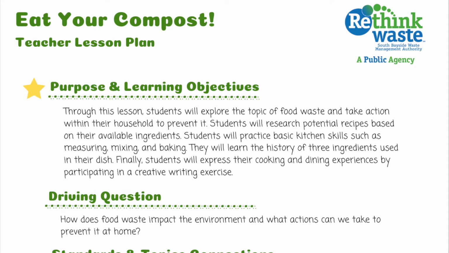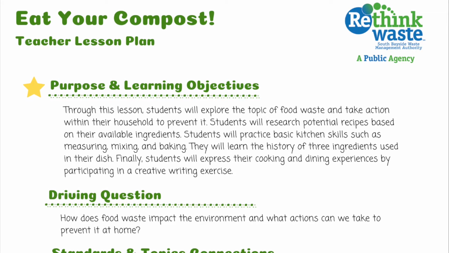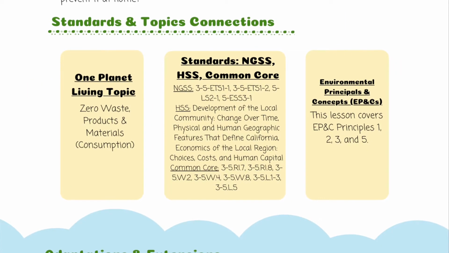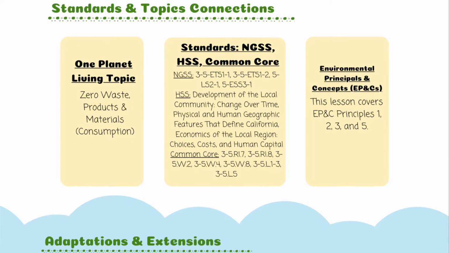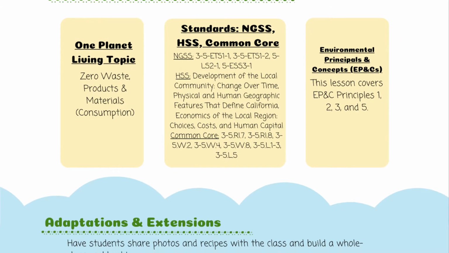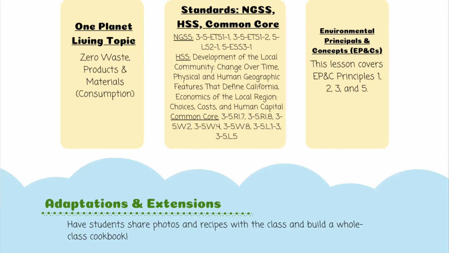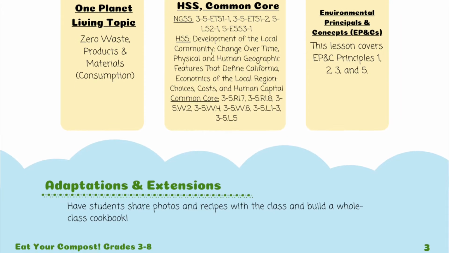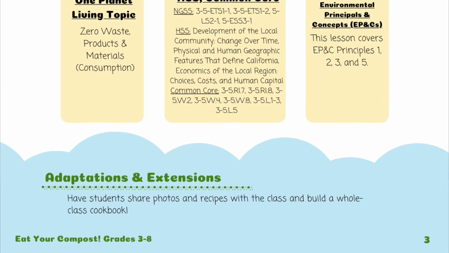The driving question for this lesson is, how does food waste impact the environment and what actions can we take to prevent it at home? This lesson has standards and topic connections for One Planet Living topics, NGSS, HSS, Common Core, and Environmental Principles and Concepts. There are adaptations and extensions listed at the bottom of the page. One example is having students share photos and recipes with the class and building a whole class cookbook.